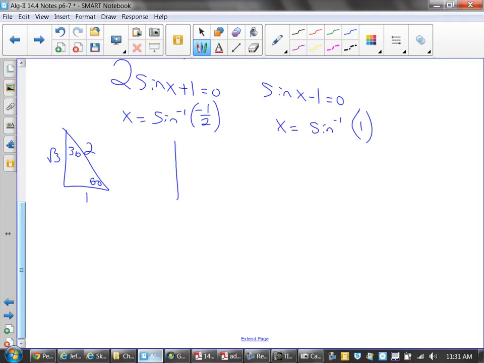So I'm looking for a negative 1/2 in a sine value. What quadrants is sine negative? 4 and 3. So if my reference angle is pi over 6, in the third quadrant it is going to be how much? 7 pi over 6, very good. And in the fourth quadrant it'll be?